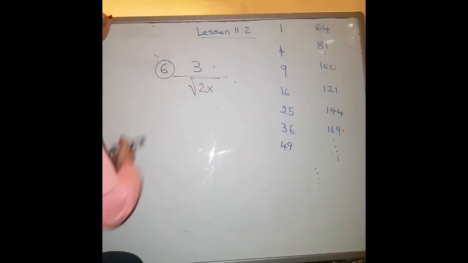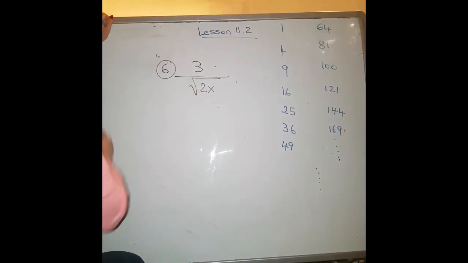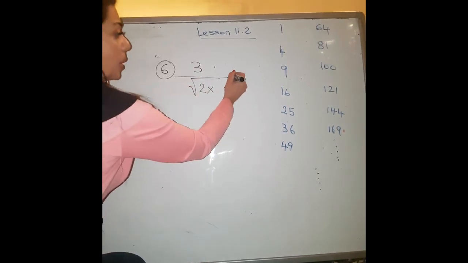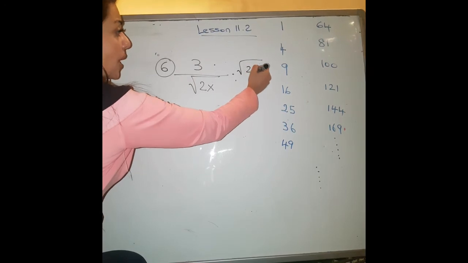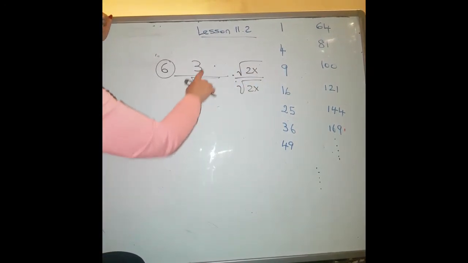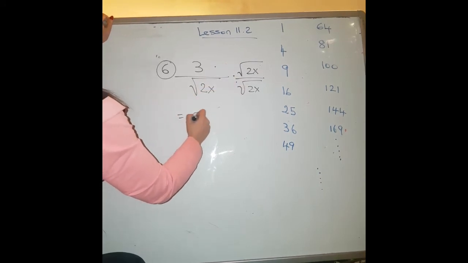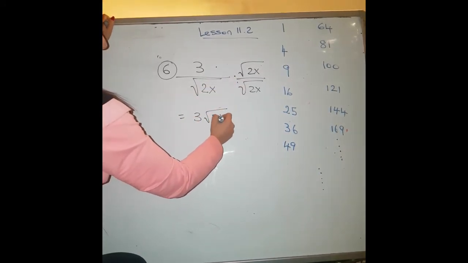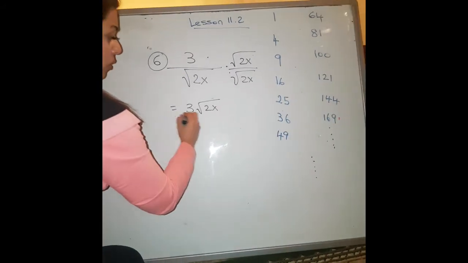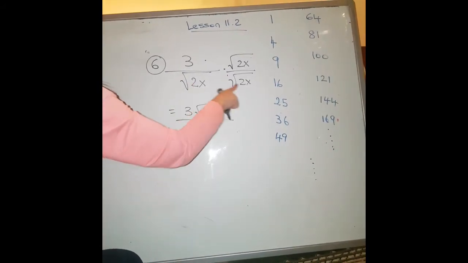3 over radical 2x. I have a radical in my denominator. How do I get rid of it? How do I rationalize it? I multiply by a radical 2x over a radical 2x. 3 times a radical 2x is actually 3 radical 2x. I cannot multiply a whole number with a radical. They're both different. Over radical 2x times 2x.